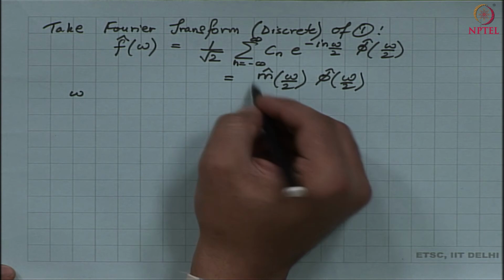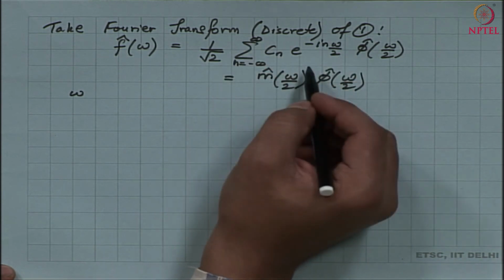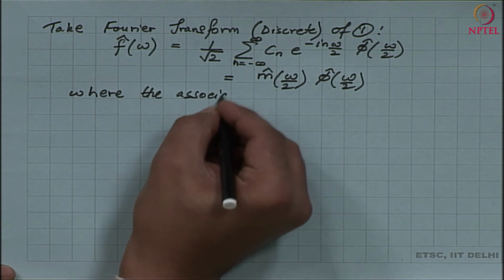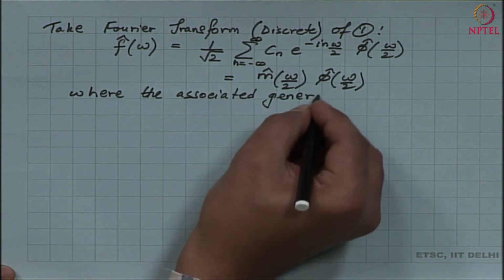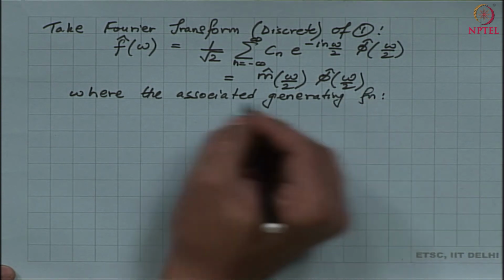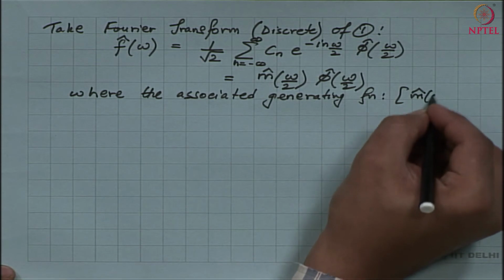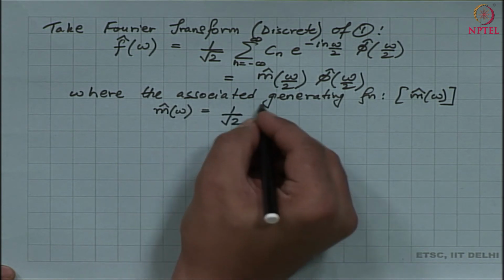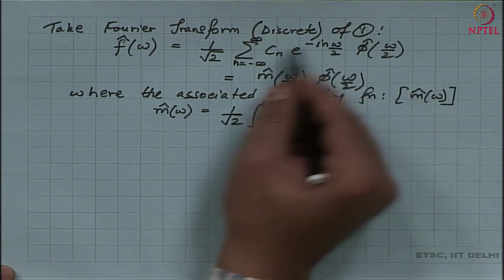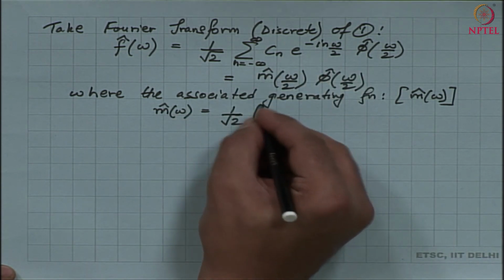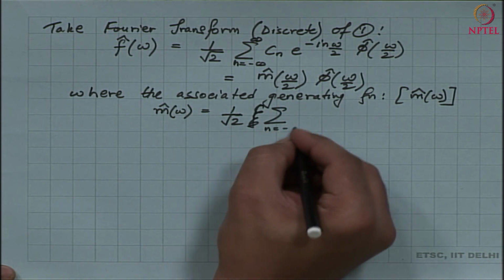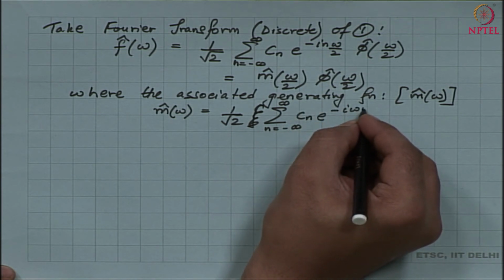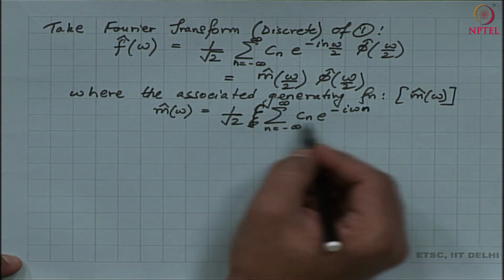I am going to now look at this particular function with which I have defined this discrete Fourier transform, the associated generating function. My generating function m hat of omega is given by 1 by square root 2 pi, that follows from this definition above. So, m hat of omega is 1 by square root 2 pi summation n from negative infinity to infinity C n e to the power negative i omega n. Okay. So, that is my generating function m hat of omega.